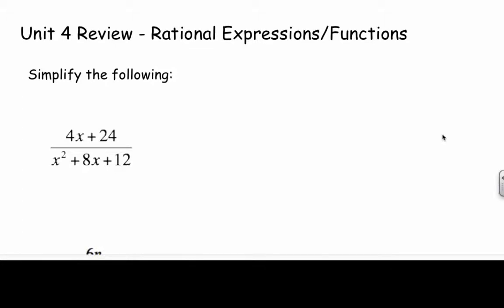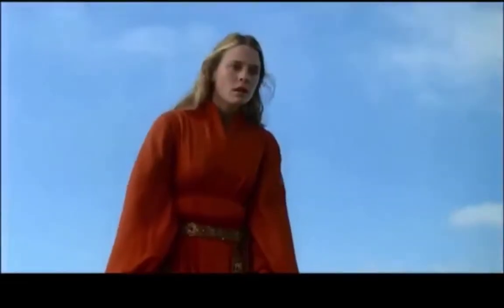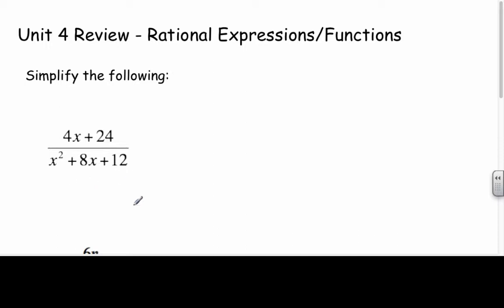Need a few more examples of rational expressions? As you wish. Taking a look at the first example here, what do we need to do?